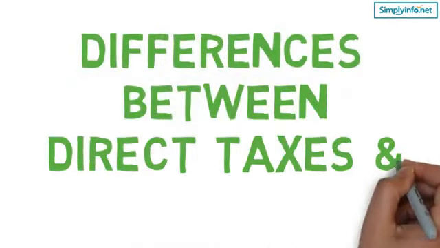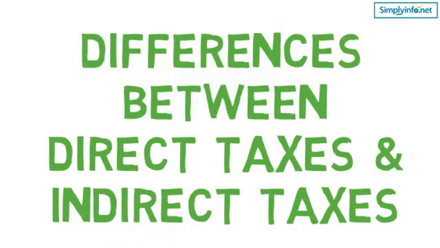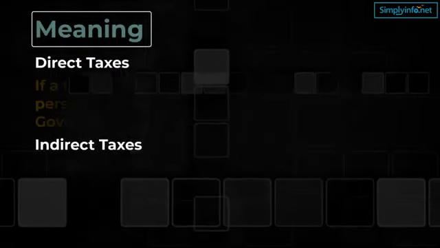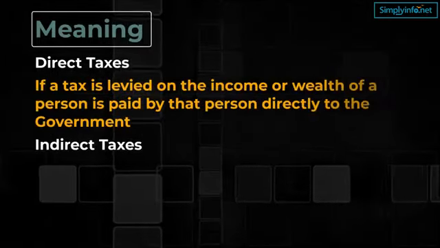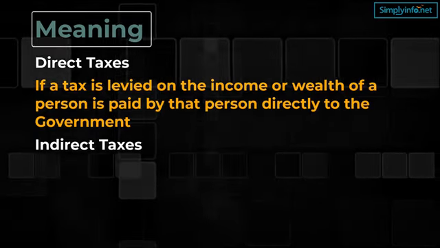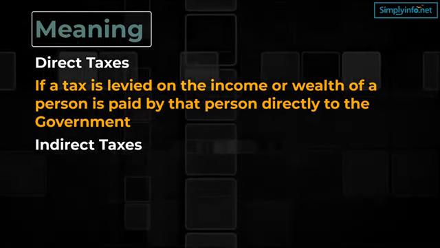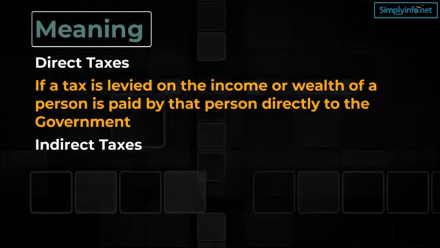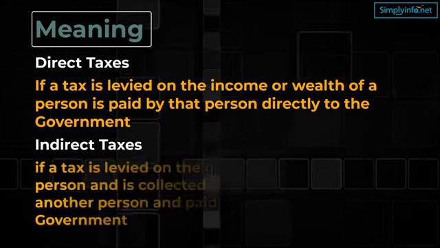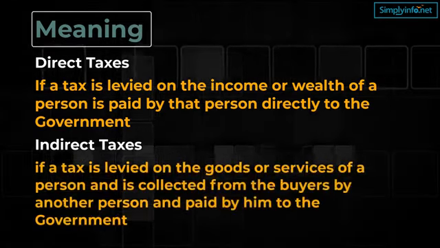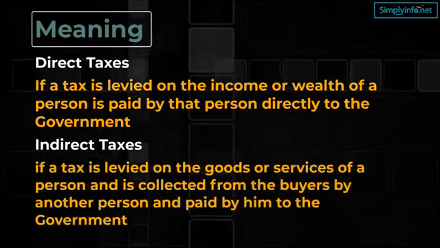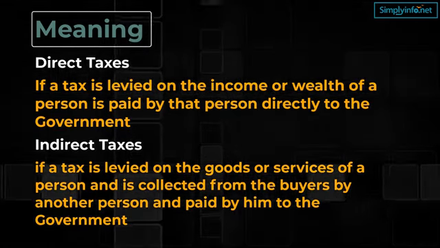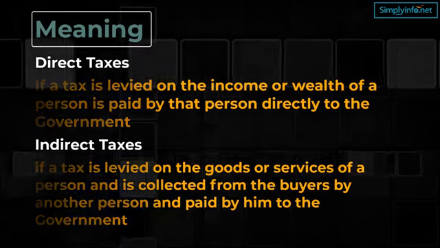Now let's look into the difference between direct tax and indirect tax. Meaning, direct tax. If a tax is levied on the income or wealth of a person, and is paid by that person or his office directly to the government, it is called direct tax. Indirect tax. If a tax is levied on the goods or services of a person and is collected from the buyers by another person, that is, a seller, and paid by him to the government, it is called indirect tax.